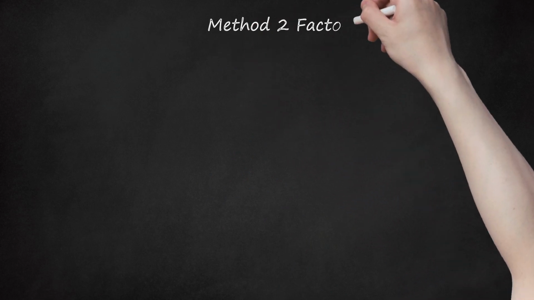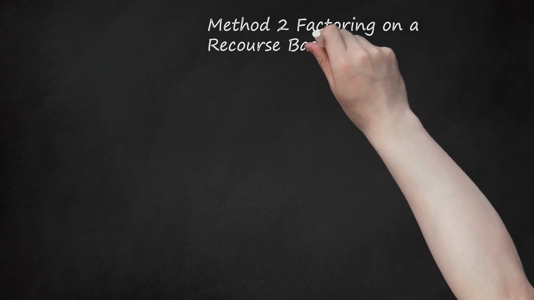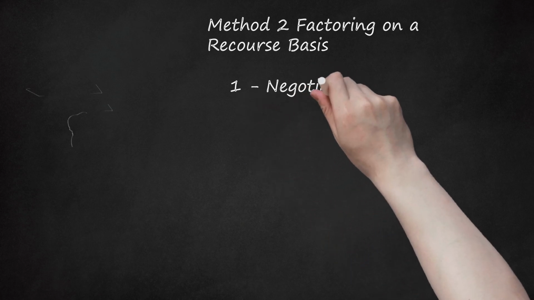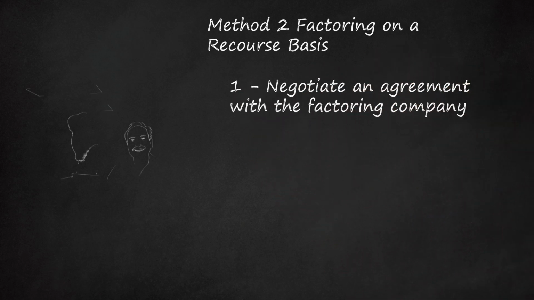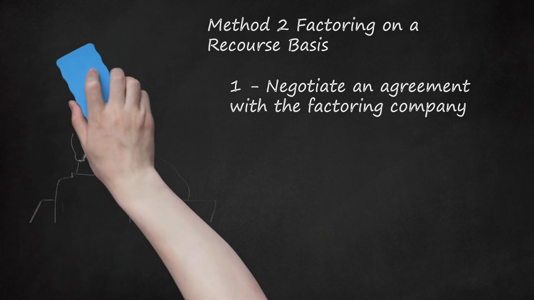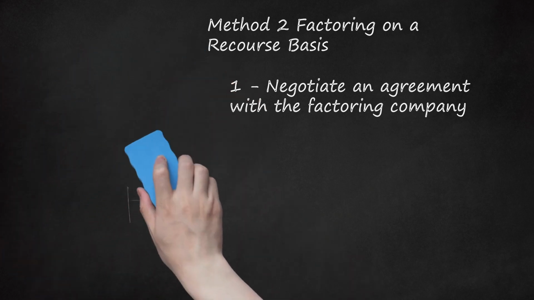Method 2. Factoring on a recourse basis. 1. Negotiate an agreement with the factoring company. Just like factoring without recourse, you want to know how much of a cash advance you will receive, and you want to know what fee you will be charged. When factoring with recourse, your company is liable if the accounts can't be collected. Because of this, you have to record a liability upon sale of the receivables called a recourse liability.